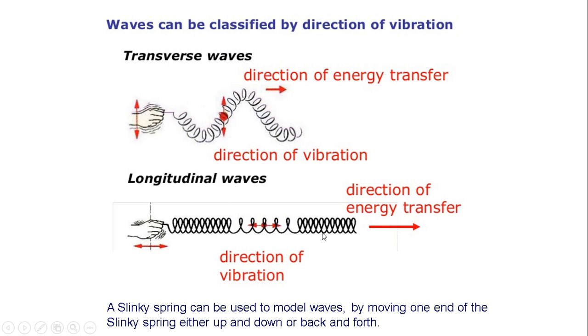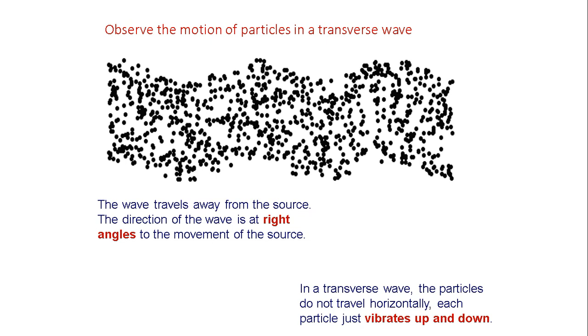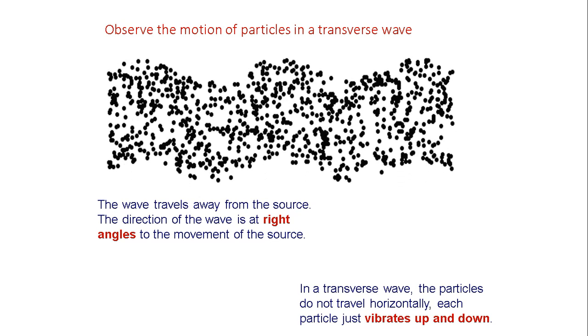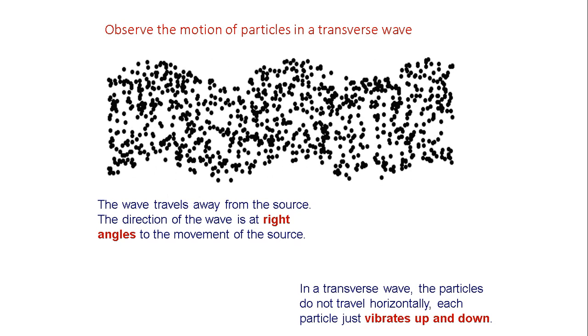Like this, this vibration is what? Up and down or back and forth? Which one? Is it up and down or is it back and forth? Up and down. Good. So what kind of wave will be produced? Transverse wave. Very good.